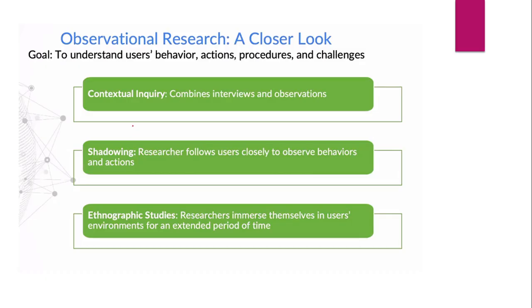And observational research, a closer look: you can do contextual inquiry, combining interviews and observation, and shadowing. Researchers follow users closely to observe their behavior and actions. For example, you are giving a certain solution, and they may or may not be satisfied. For example, you are lying to your father. You observe closely, using the shadowing method, whether your father believed your lies or not. So that is a kind of strategy the designers can follow with the users.